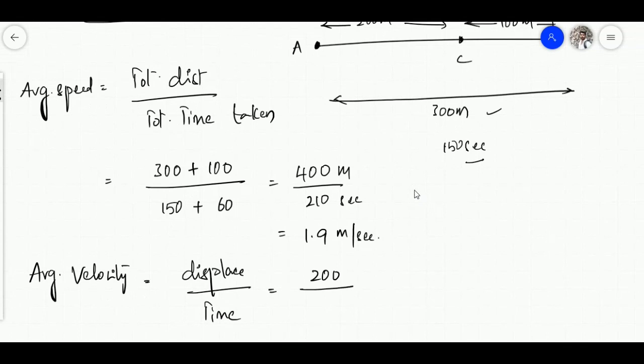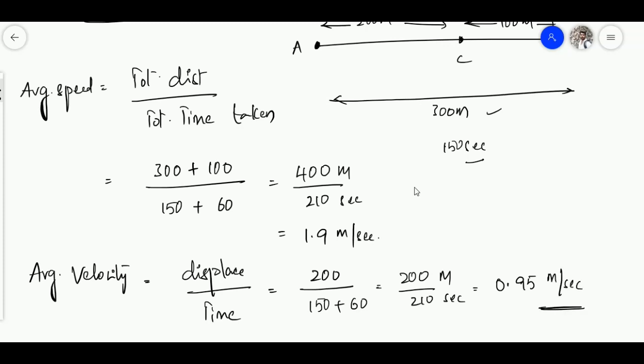And coming to the time taken, what is the time taken? We have to take the entire time, that is 300 seconds, 150 seconds plus 60 seconds. That is 200 by 210. That gives us around 0.95 meter per second. This is the average velocity.